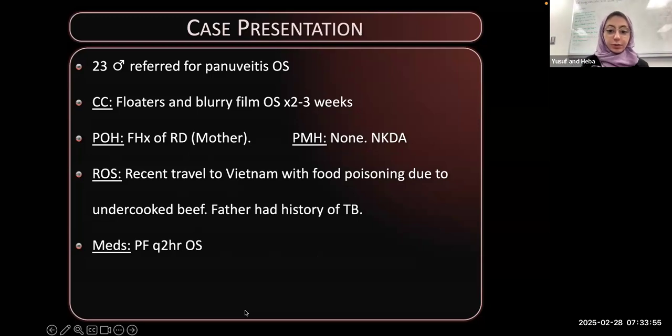It's a 23-year-old male. He was referred for panuveitis. He's had some floaters and a blurry film over his left eye for a couple of weeks. His past ocular history is a family history of retinal detachment. And on review of systems for uveitis, it was remarkable for food poisoning due to undercooked beef recently. His father had a history of tuberculosis. He was seen at a different hospital and was started just on Predfort in the left eye.